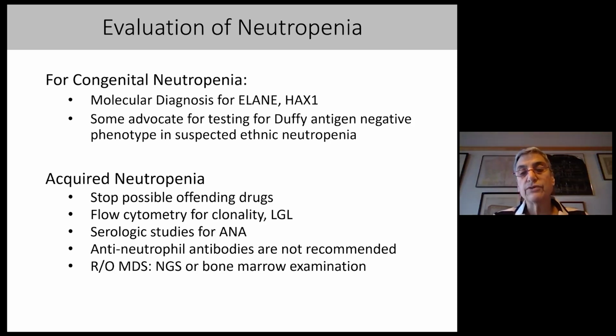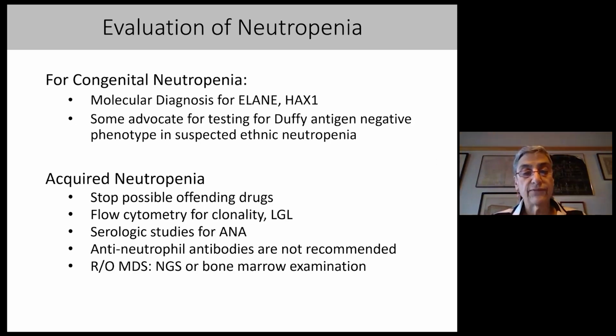neutropenia. I do serologic tests for anti-nuclear antibodies to rule out lupus, since over 50% of patients with lupus will have a low white count. As I discussed in my lecture, I do not recommend checking anti-neutrophil antibodies because they're not very reliable and have not been well validated as a way of diagnosing immune neutropenia.